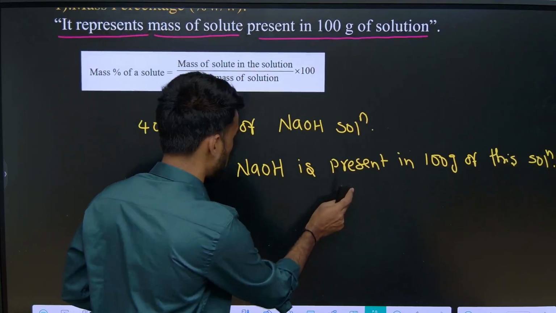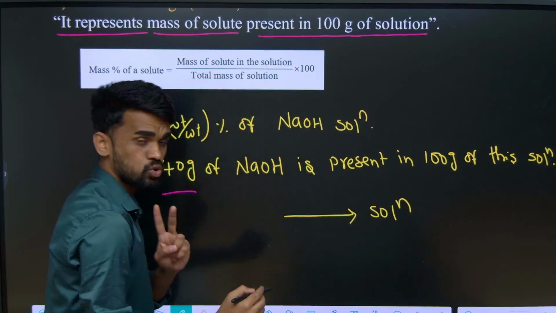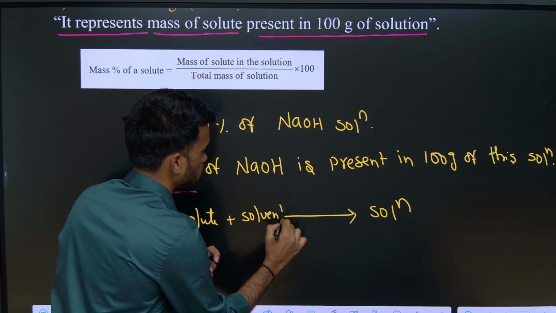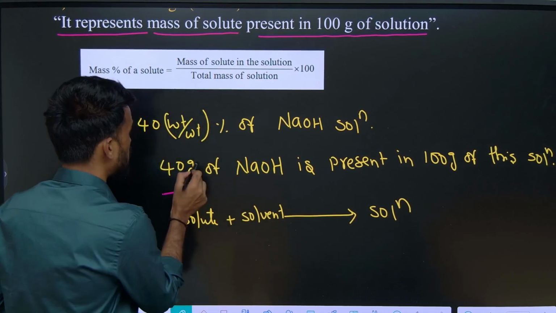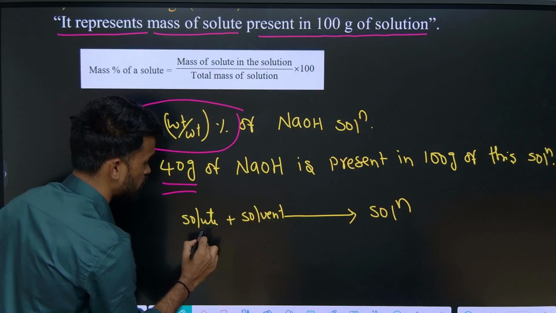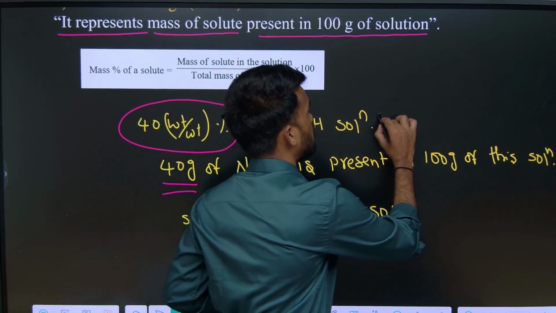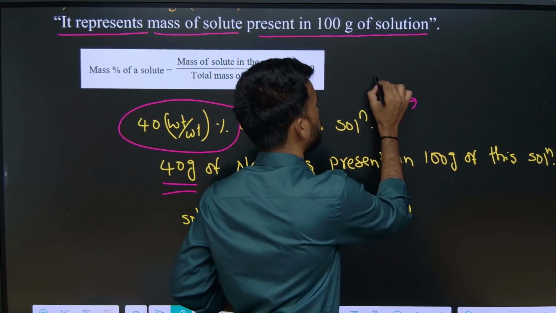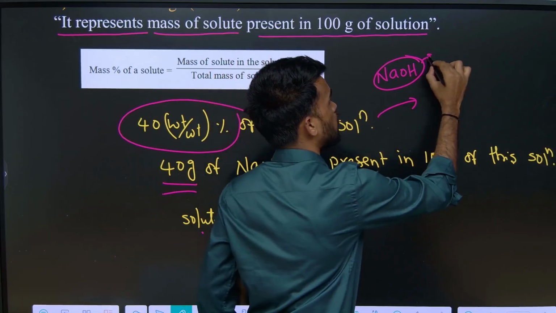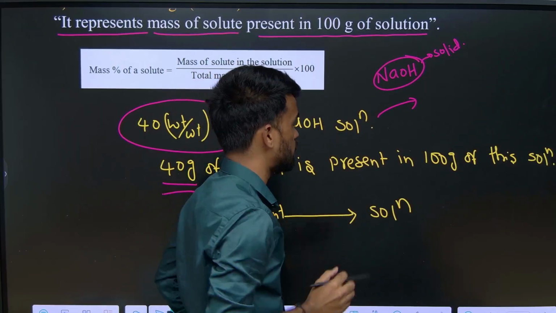What you need to understand is that a solution contains two components. One is solute and the other one is solvent. See, what does 40% mean? What do we understand from here? 40 grams of NaOH. When we consider NaOH solution, it will be in liquid form, right? But when we take NaOH in the pure state, it will be in solid form, right? Solid like pellets or small crystals.